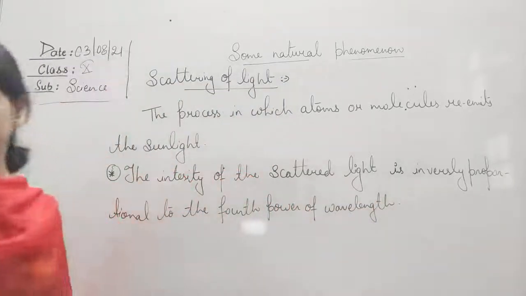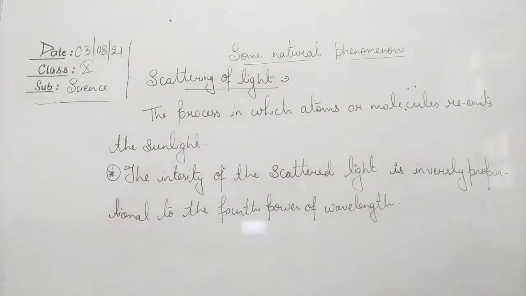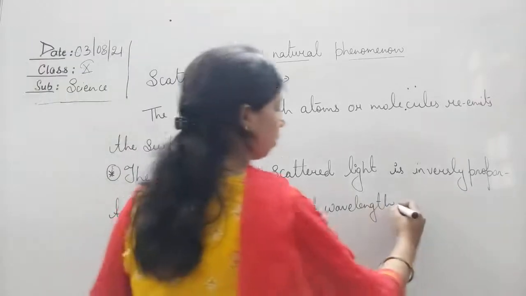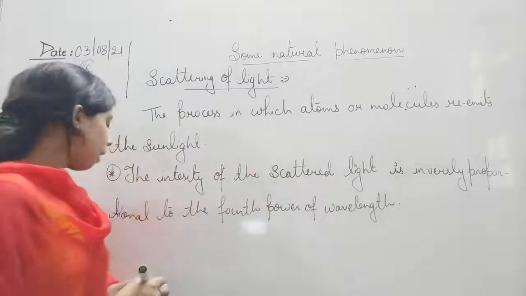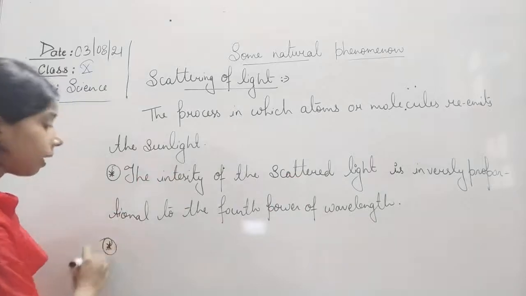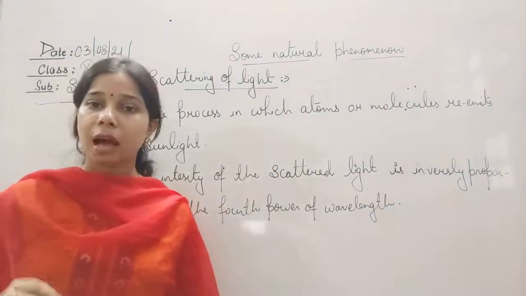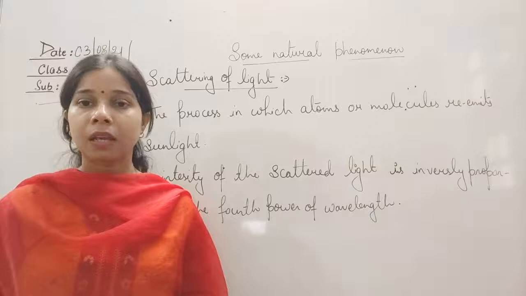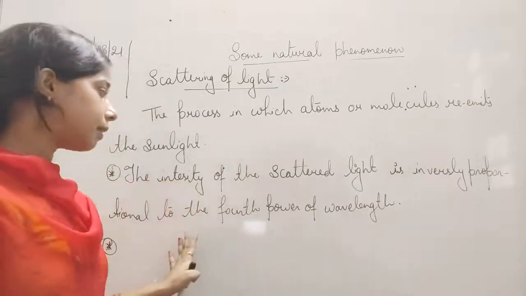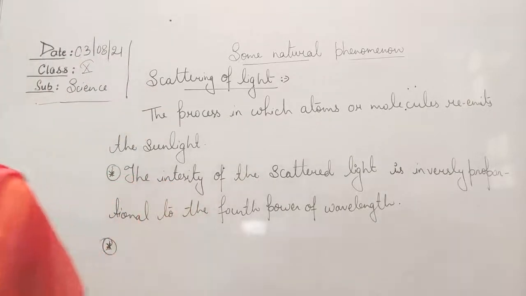Fourth power of the wavelength. Okay. Now here we can say that those lights which have the minimum wavelength will have the maximum intensity of scattering light, like red light.